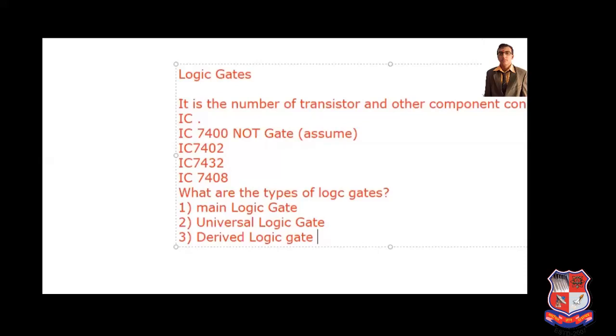So here, what is the meaning of main logic gate? What is the meaning of universal logic gate? What is the meaning of derived logic gate? In main logic gate, there are three different names: AND, OR, NOT. It is the main logic gate. NAND, NOR, it is universal logic gate. In derived logic gate, XOR and XNOR, it is the derived logic gate. So it is the concept regarding the different types of logic gate.